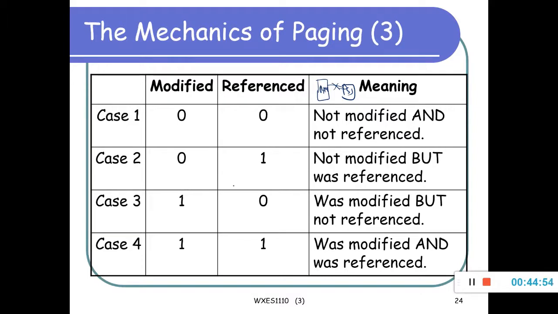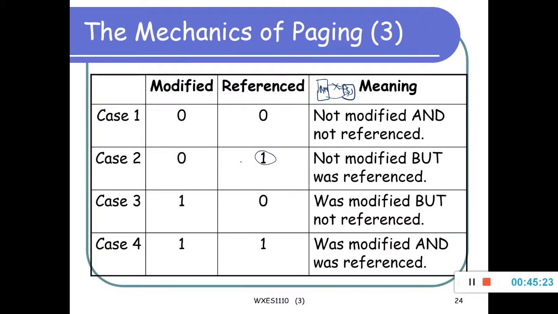The next most likely candidate is case 3. It has been modified. By being modified, the page has to be swapped out, so the page must be swapped out and written back to the secondary storage. And then case 2 is the third choice. Okay, it's not been modified, but it has been referenced, used. And case 4 is the most unlikely choice, modified and referenced.